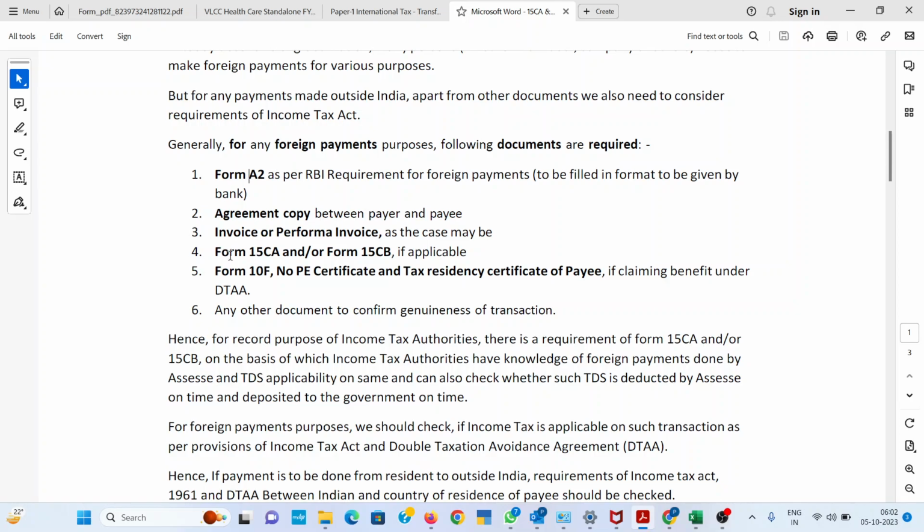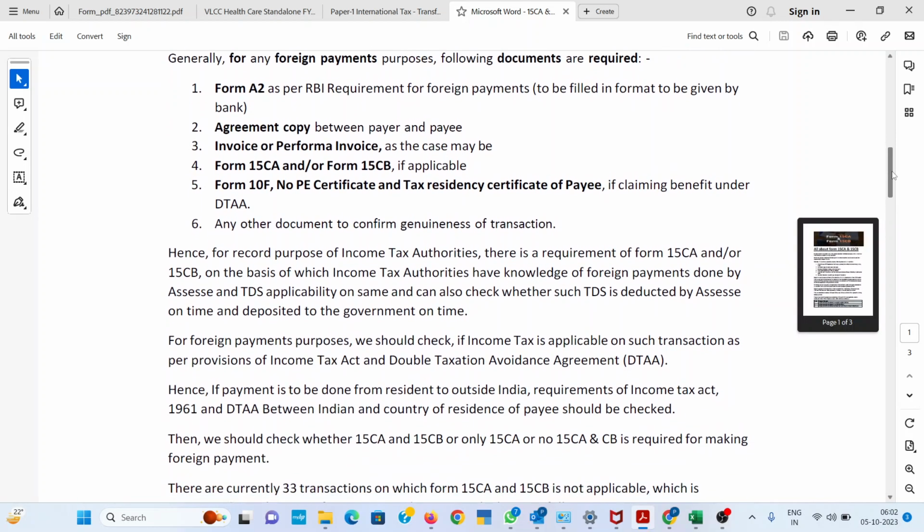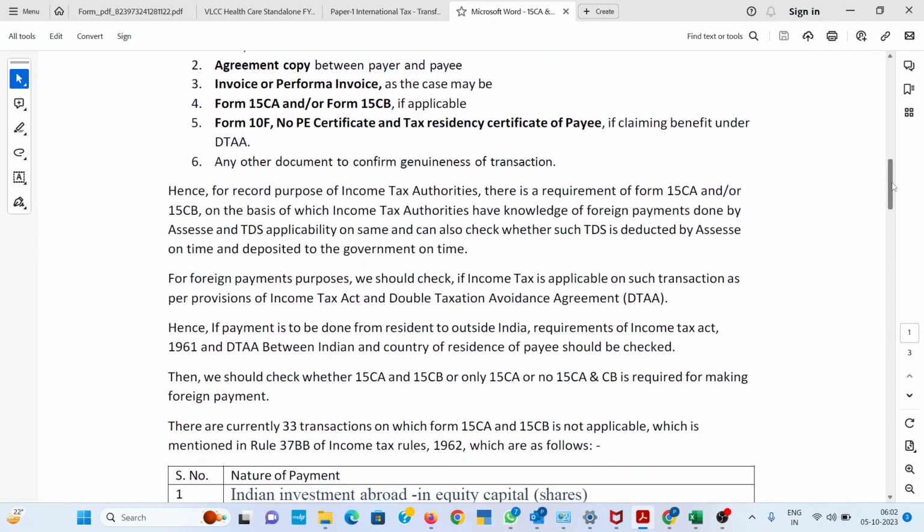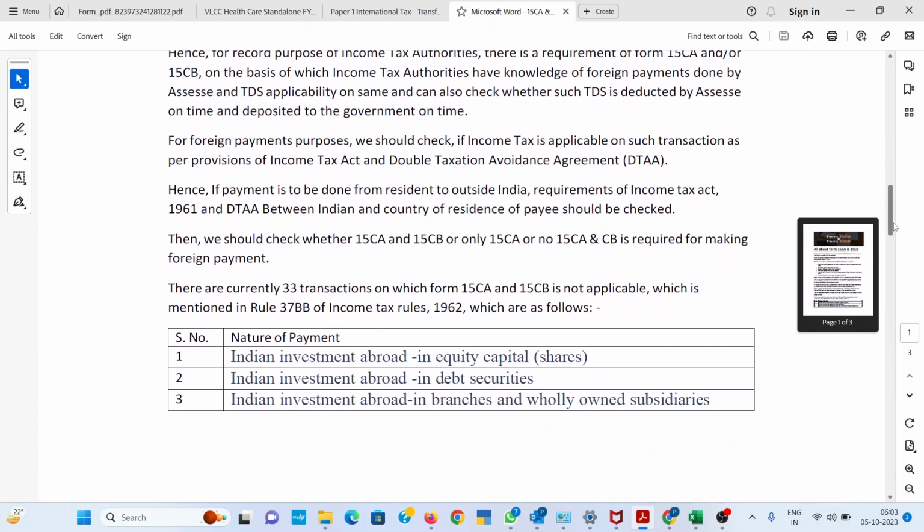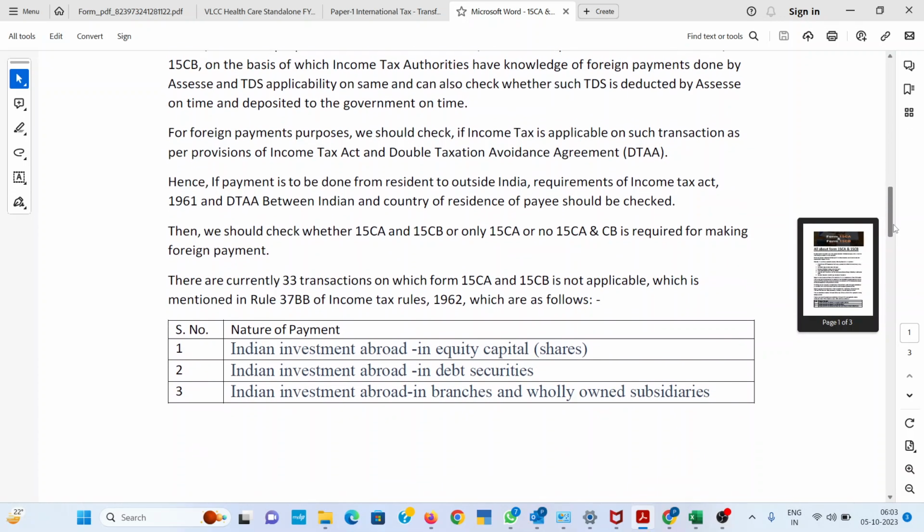For this Form 15CA/CB, this is a requirement of the Indian Income Tax Act, according to which Form 15CA/CB is required in case the transaction is required to deduct tax as per the provisions of the Income Tax Act. In case the transaction is not required to deduct tax, then Form 15CA/CB is not required.